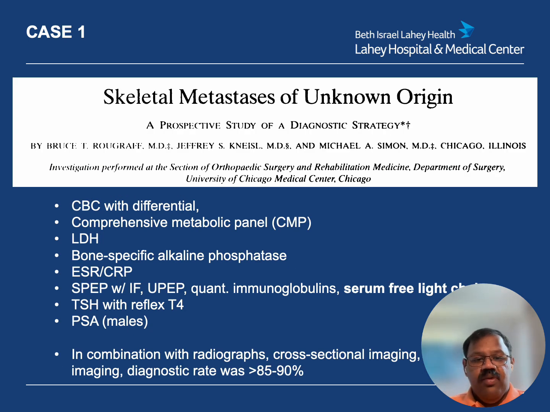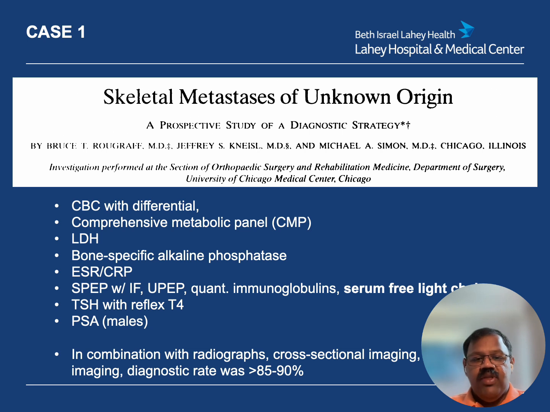So this is a famous paper that was put out by Dr. Rougraff and Dr. Simon in Chicago. This was published in JBJS, and this essentially looked at what specific labs may be very helpful in ascertaining the diagnosis in a patient with suspected malignancy in adulthood.